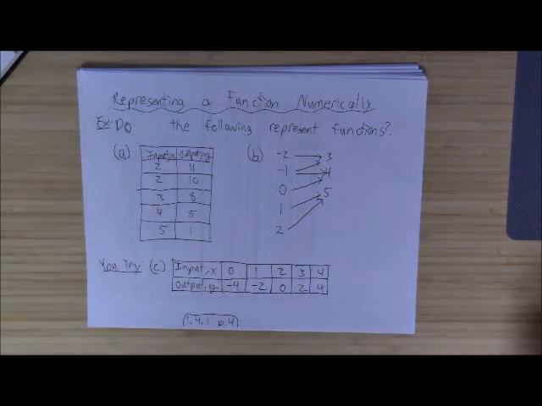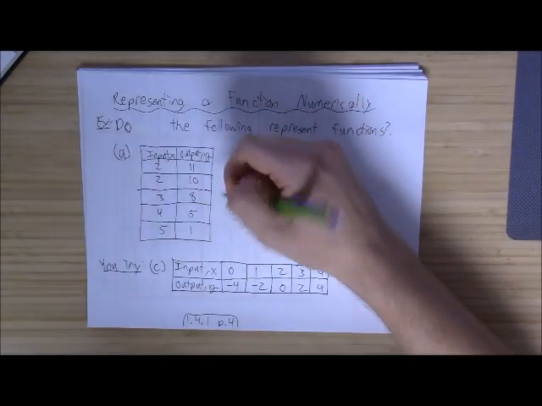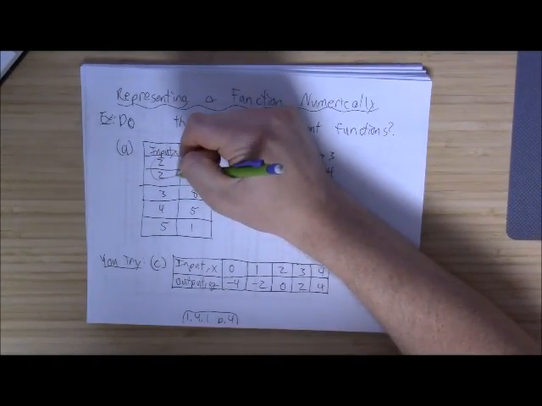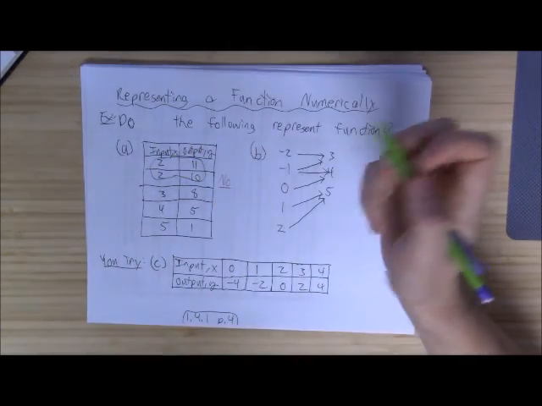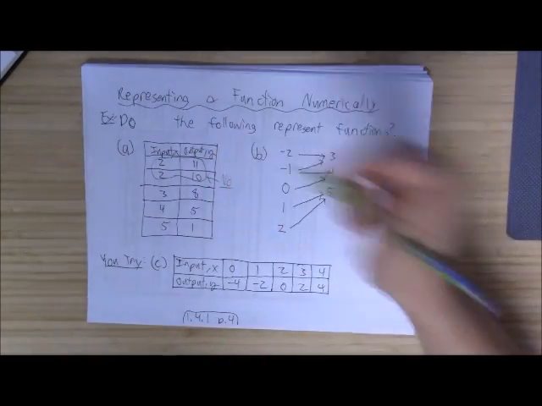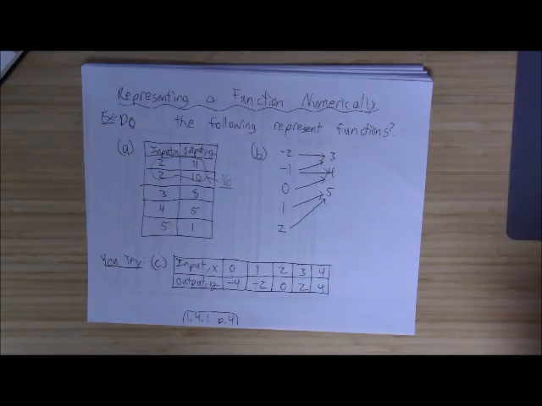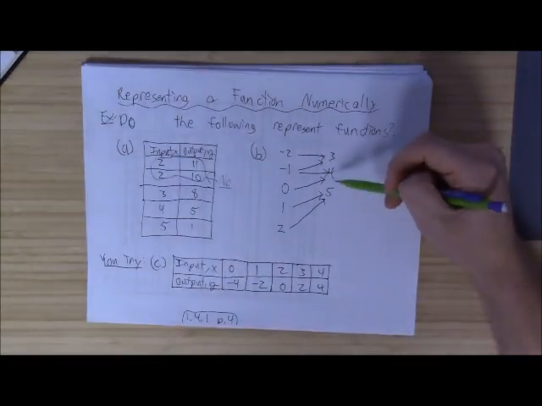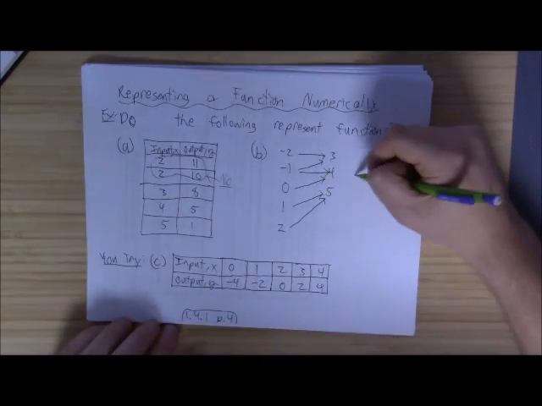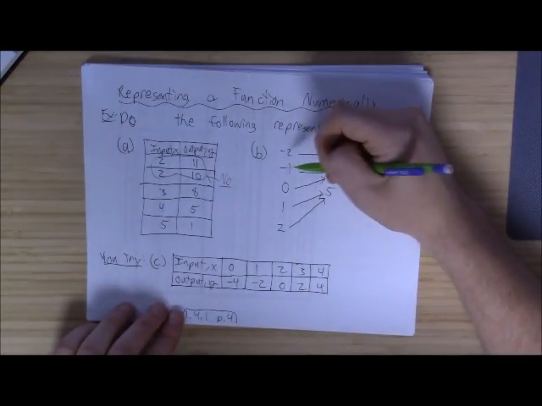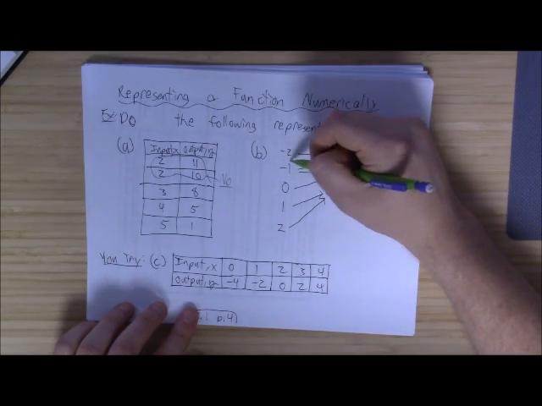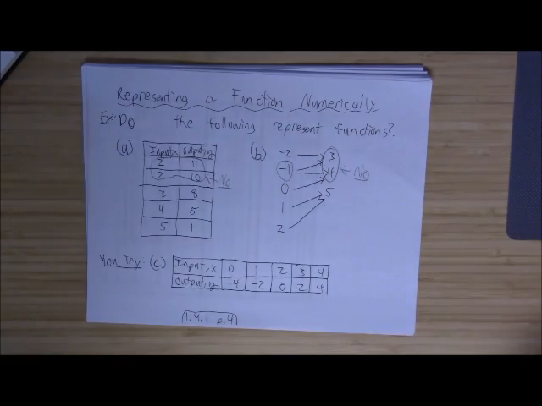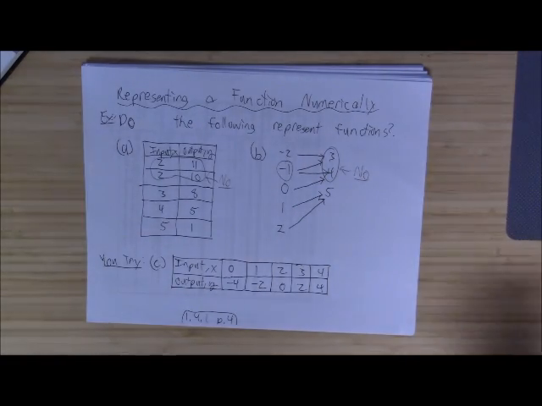The first one does not, and the reason why is because 2 gets sent to both 10 and to 11. So that immediately disqualifies it from being a function because the same input has 2 different outputs. Here, however, we also have a no for a similar reason, namely, -1, the same input, gives us 2 different outputs. Same problem. However, let's go ahead and have you try C.